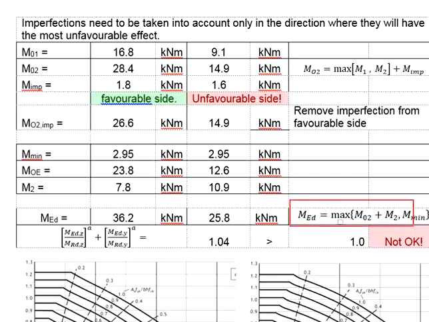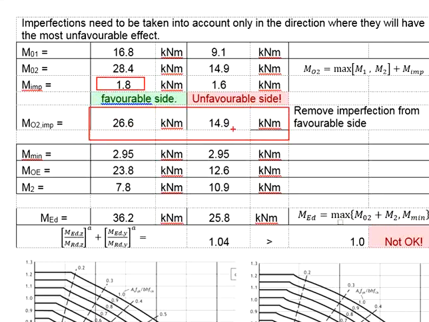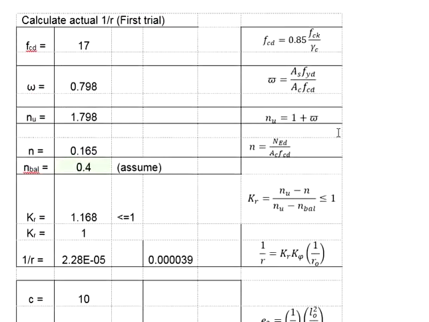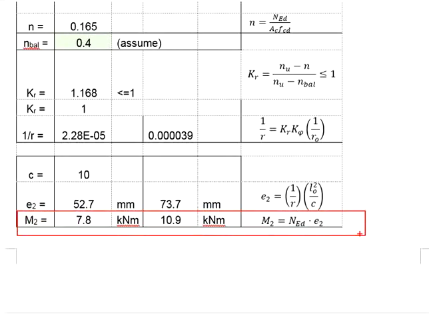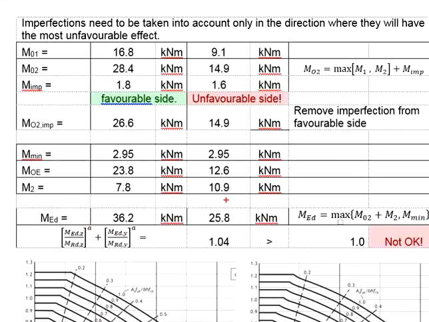And then go back to the equation to determine the MED, which is M02 plus M2. Now the new M02 after removing the imperfections is this. And then the M2 we have calculated previously, after tested with the K, ends up to be M2 equals to 7.8 and 10.9 for the major and the minor axis. That gives you the MED to be used in the equation, which equals the new M02 plus M2. 26.6 plus 7.8 gives you 36.2. 14.9 plus 10.9 gives you 25.8.